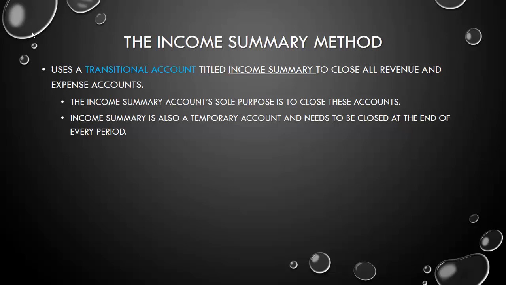That account is a transitional account called income summary, and we're going to use it to close our revenues and our expenses. What is a transitional account? Well, it's an account that takes you from one state to another. In this case, our state is having a balance in our revenue and expenses accounts to the other state, which is having a balance of 0 to close our accounts. So this account only need exist for that purpose.